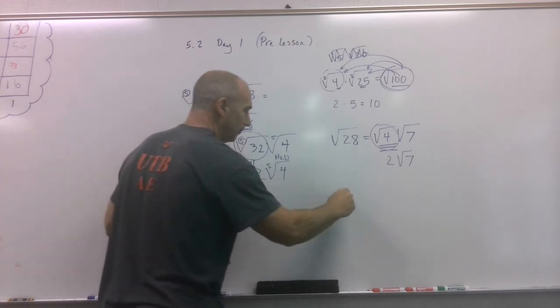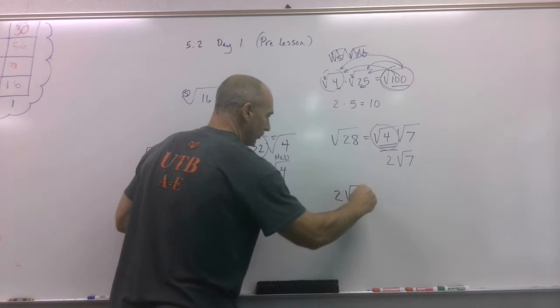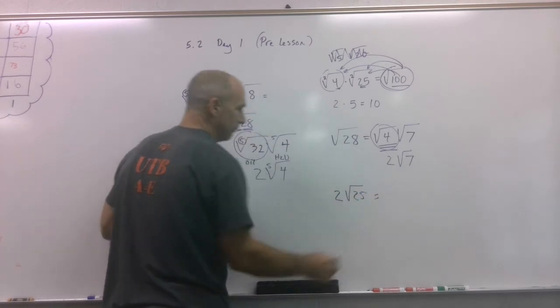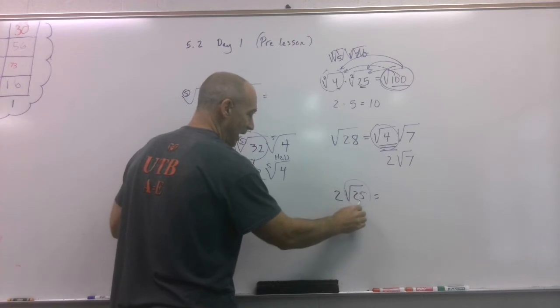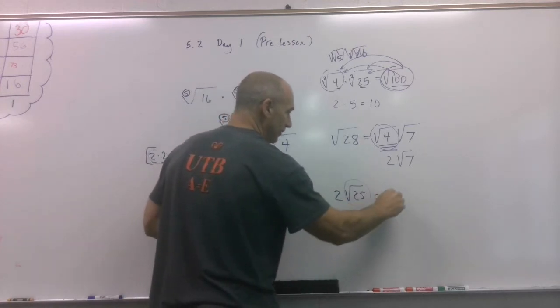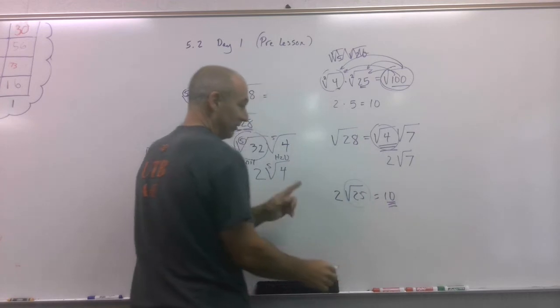I'm going to show you something. 2 times the square root of 25. Okay? Well, what's the square root of 25? Well, the square root of 25 is 5. So 2 times 5 is 10. That's the correct answer, but let's experiment.